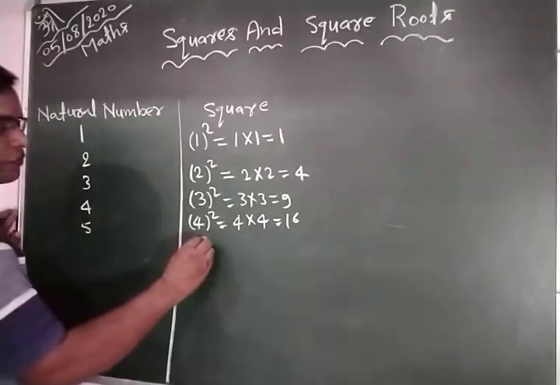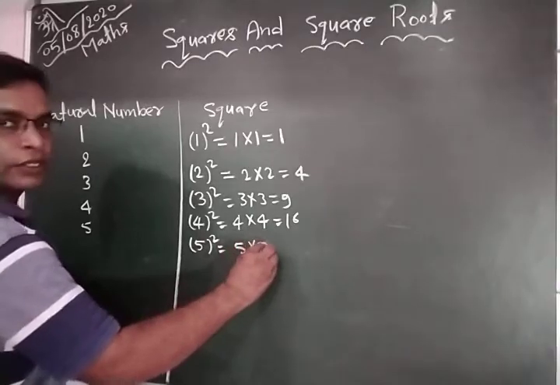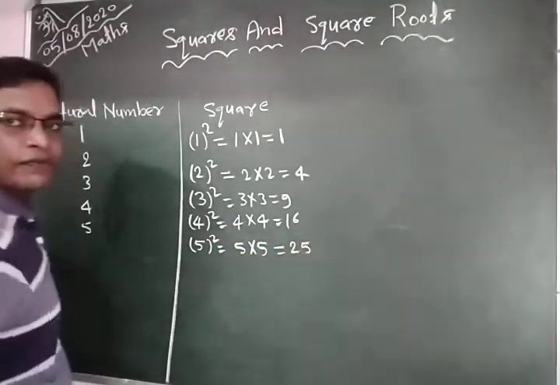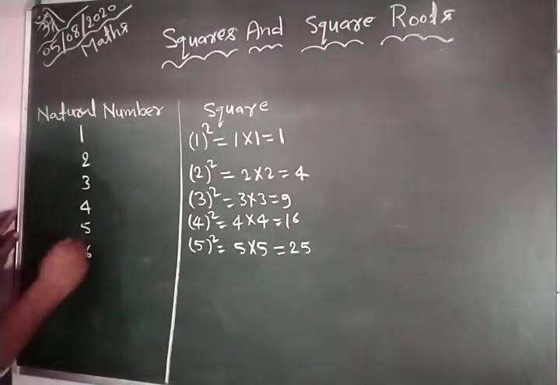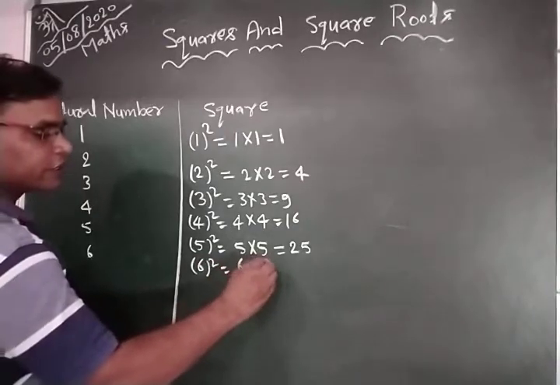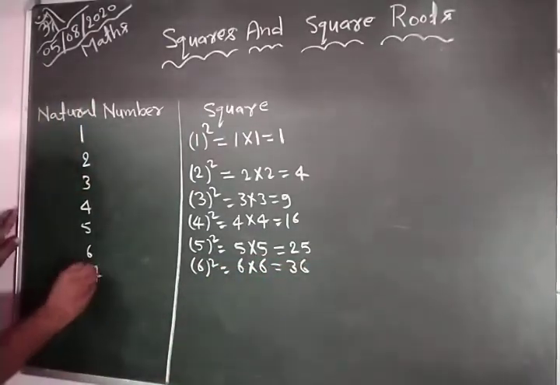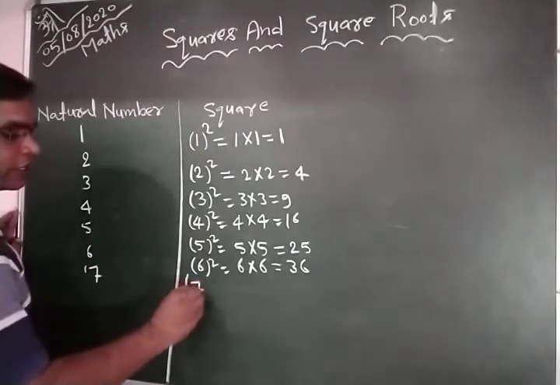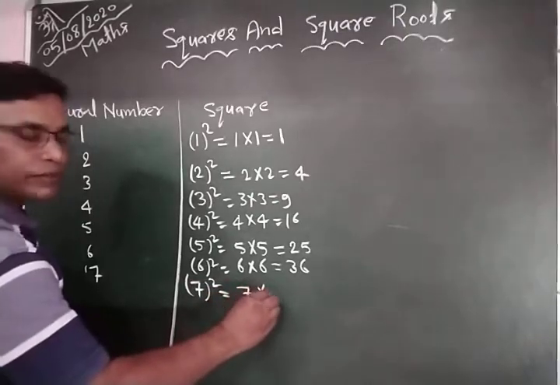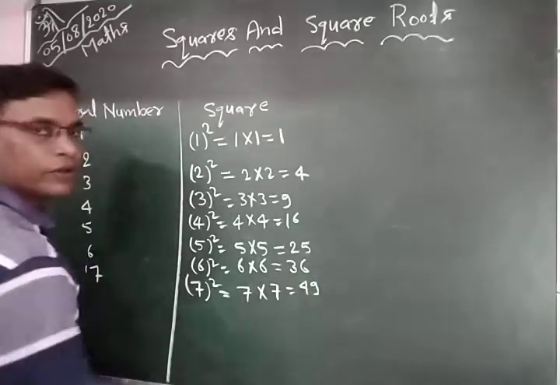The square of 5 is equal to 5 into 5, which is 25. The square of 6 is equal to 6 into 6, which is 36. The square of 7 is equal to 7 into 7. 7 sevens are 49.